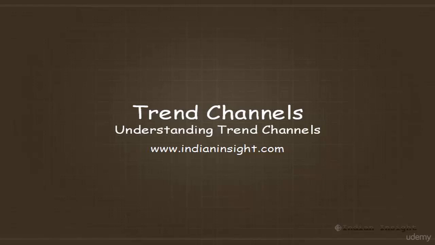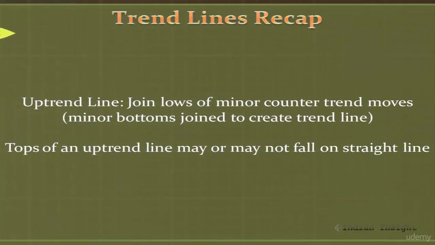Welcome back. In this video, we are going to look at the concept of trend channels. When we started the discussion on trend lines, we said that in an uptrend, trend lines are formed by joining the lows of minor fluctuations that are against the trend. So the bottoms formed by minor counter-trend moves in an uptrend are connected to form an uptrend line.